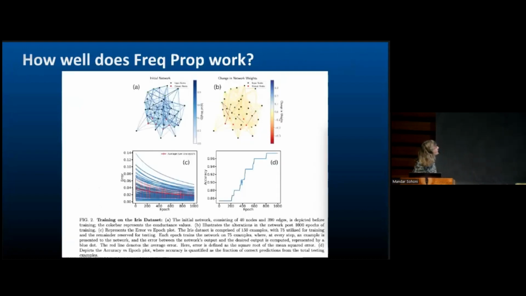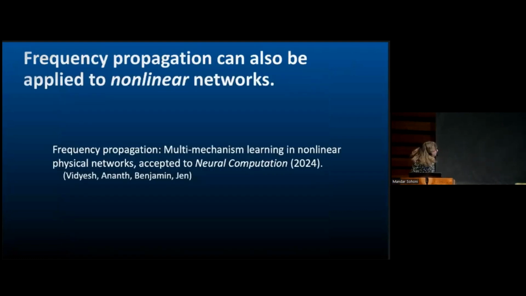And here, again, we've got our network, initial and final, where the coloring is just the change in the weights from their initial values. And again, here we have the error as a function of epoch, and we have the training. We can see the error is decreasing with time. We have here the accuracy as a function of epoch. Again, the accuracy is increasing as a function of time, as it should. Okay, so you can apply frequency propagation to nonlinear networks.